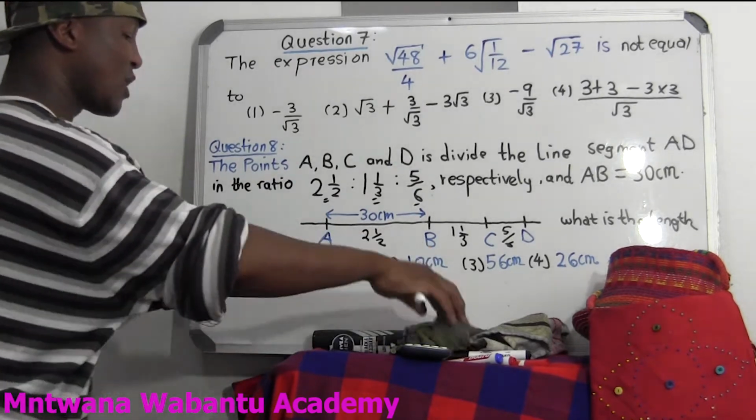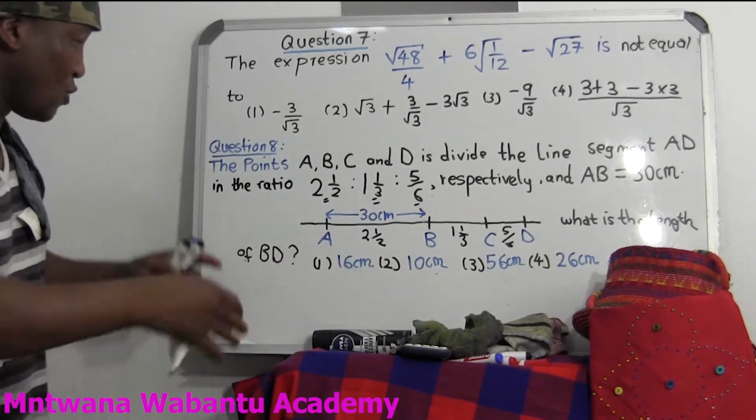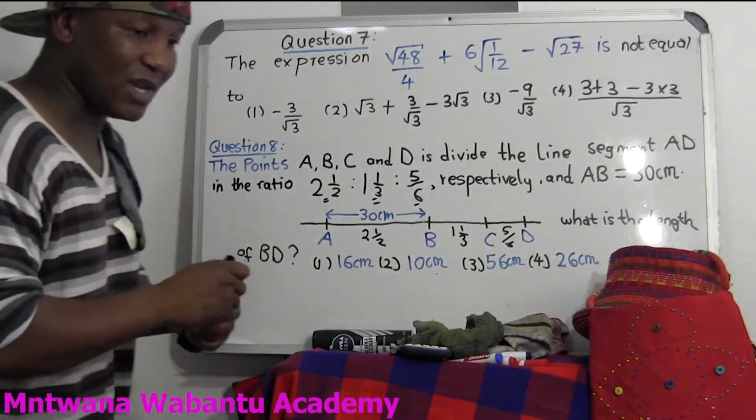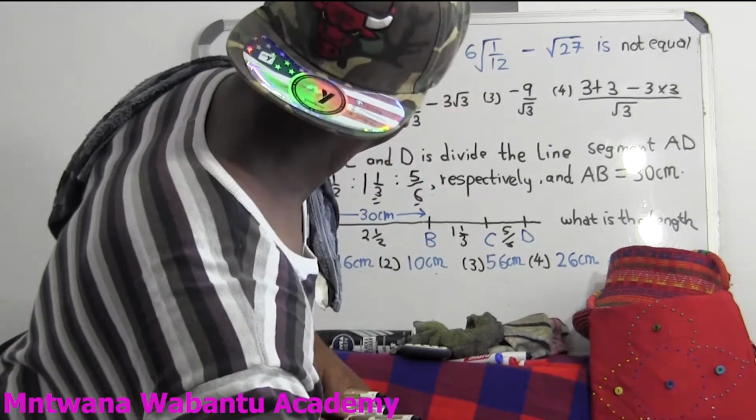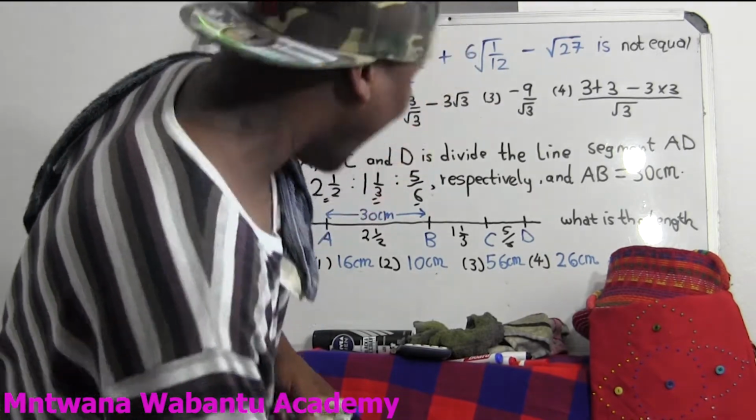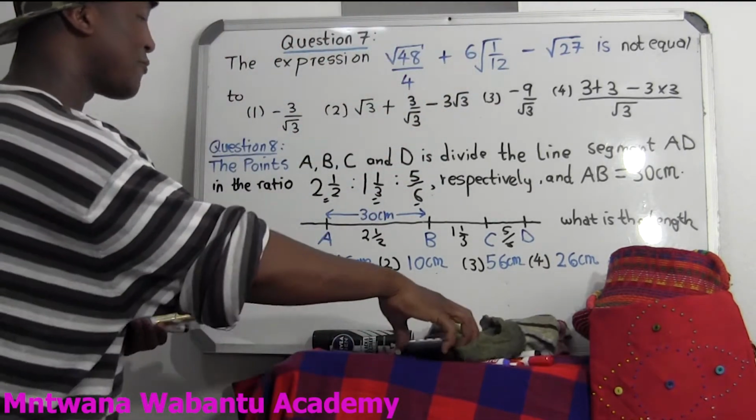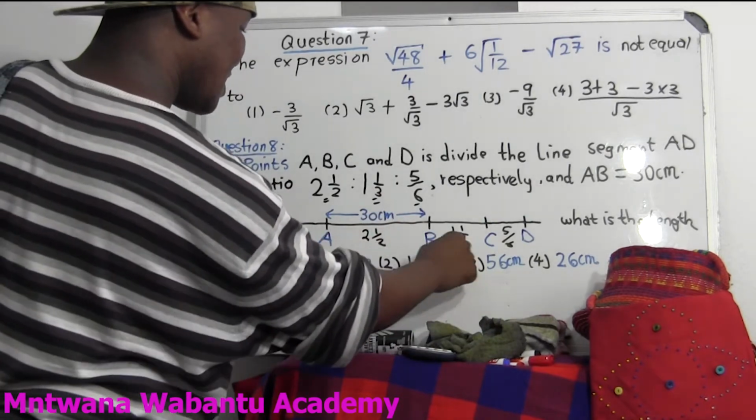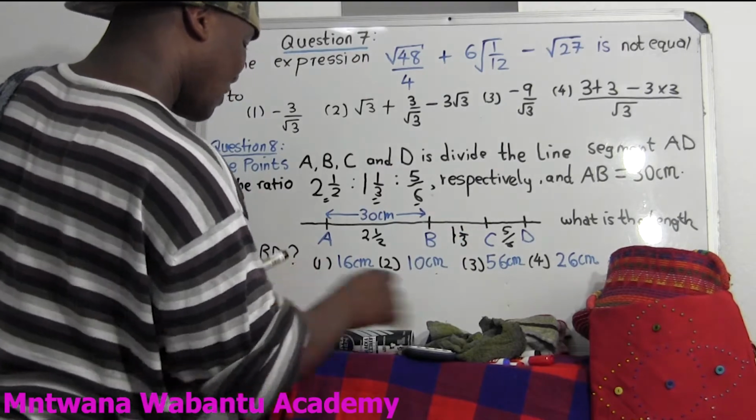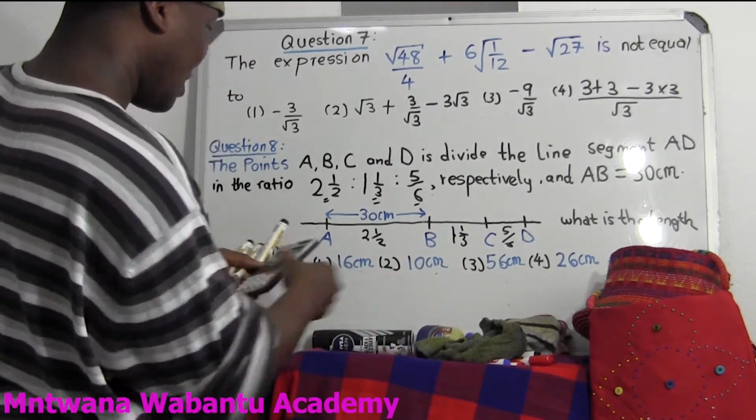So in other case, you can say, okay, we're supposed to do like this. Look, BD, that's what we're looking for. So we're going to add. We add what? B to D means 1/3 plus 5/6. So 1/3 plus 5/6, you can put in the calculator, because that's BD.